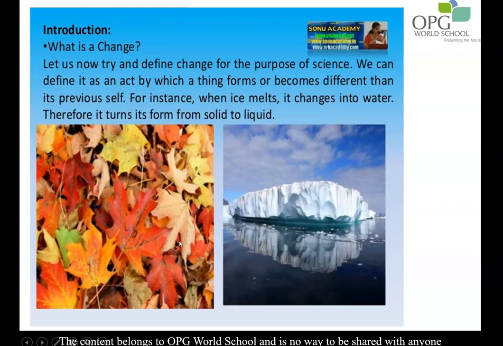Let us try to understand what is a change and define it in terms of science. We can define change as an act by which a thing will form or becomes different than its previous self. For example, whenever the ice will melt, it changes into water. So it changes its form from solid to liquid.